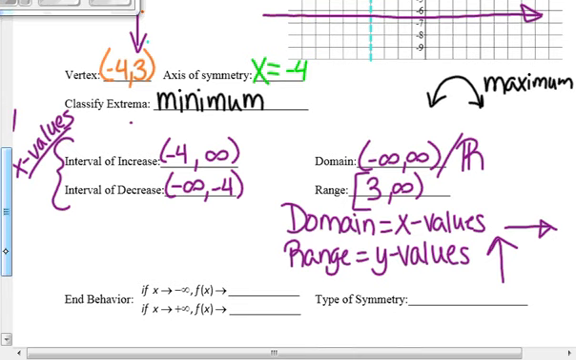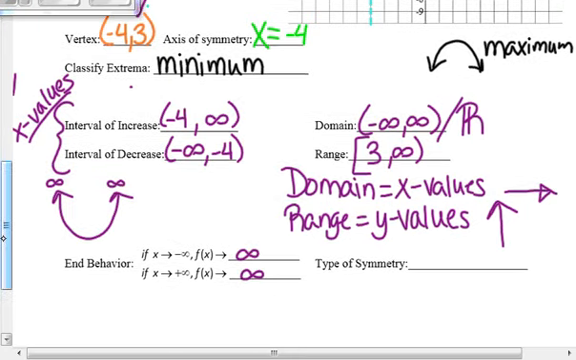For end behavior, we look and see what's happening to the arms of our function. Since our function is going up with both arms, it's going towards positive infinity. So our end behavior is positive infinity. If our function was going down, they would both be going towards negative infinity. And all end behavior is saying is, as x goes towards negative infinity, where is our function going? It's going up towards positive infinity. As x goes towards positive infinity, our function is also going up towards positive infinity.